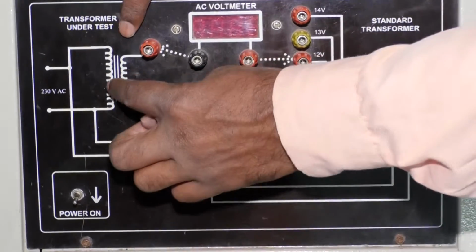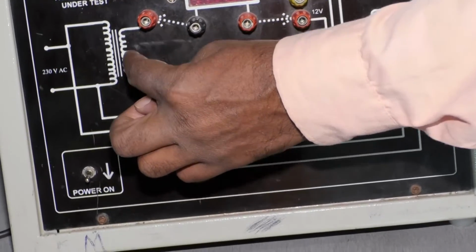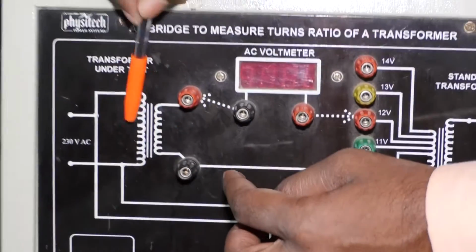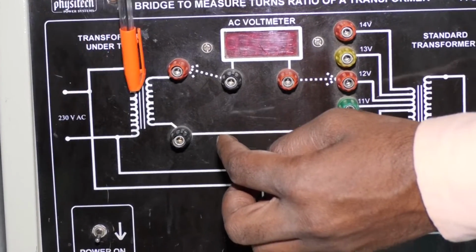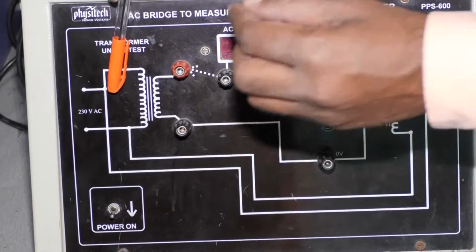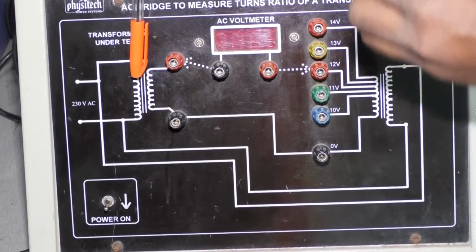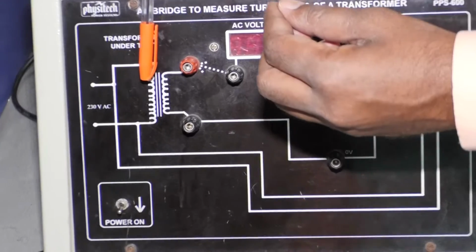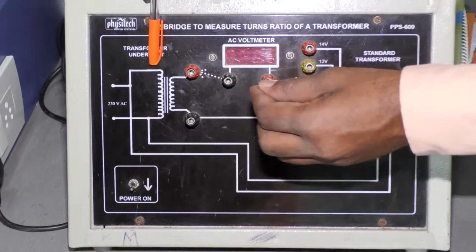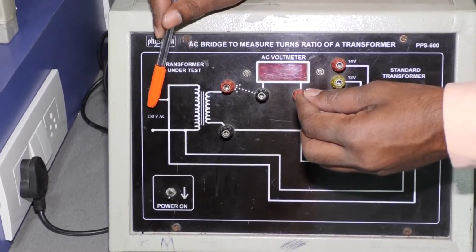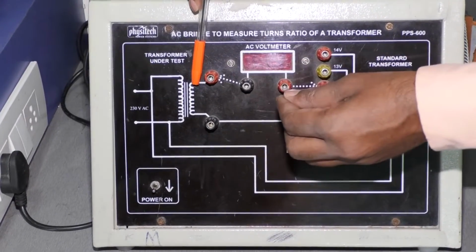Here this transformer's turns ratio is N2 by N1, that is the turns ratio. Here this voltage is V1, so we know the relation V2 by V1 equals N2 by N1 equals K, that is the transformation ratio. We need to measure the turns ratio in this transformer. So here we know the V1 value, we need to measure this V2 value.